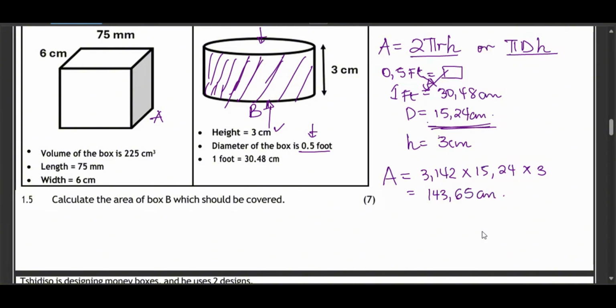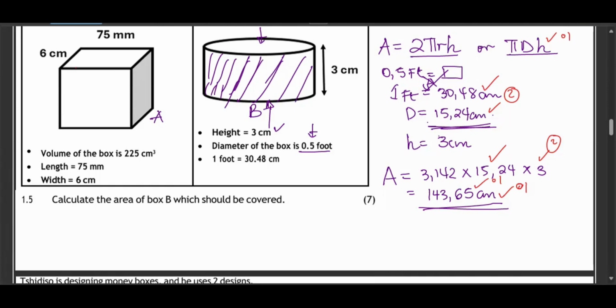143.65 centimeters. Why do you think this could be a 7 marks question? Number one, you picking the formula, and converting the foot to centimeters. Those are 2 marks. Substitution, other 2 marks. Your answer, 1 mark. Let me see, 1, 2, 3, 4, 5, 6. And the units. Please, this is paper 2. Units are so important. Take note of that. Anyway, let's look at the other method.